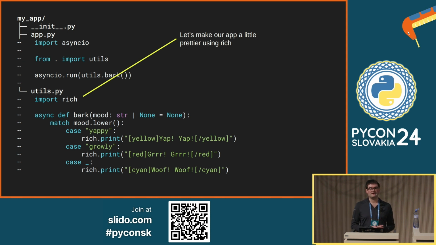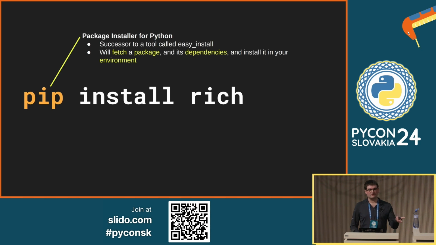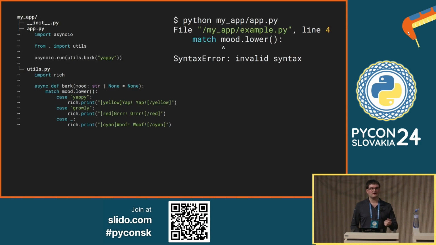user-friendly, we could use a library like Rich. If anyone's familiar with it, it's a brilliant CLI text-based application to make really rich, powerful text applications. But if we try and import it straight away, we get this error, module not found, and we know that classically we'll need to install this module using pip, which is the package installer for Python. We give it the name of the package, it goes and finds it, puts it in our environment for us, and now we can use Rich.